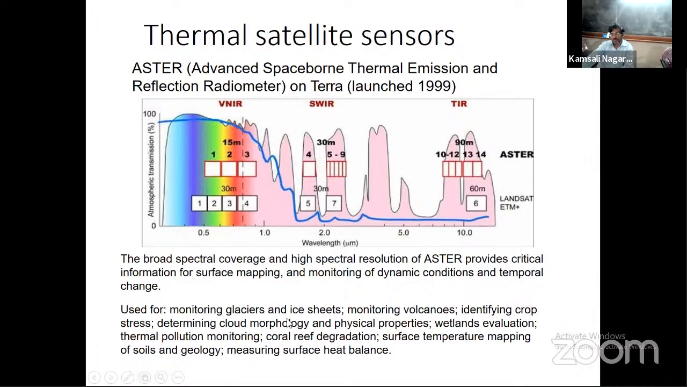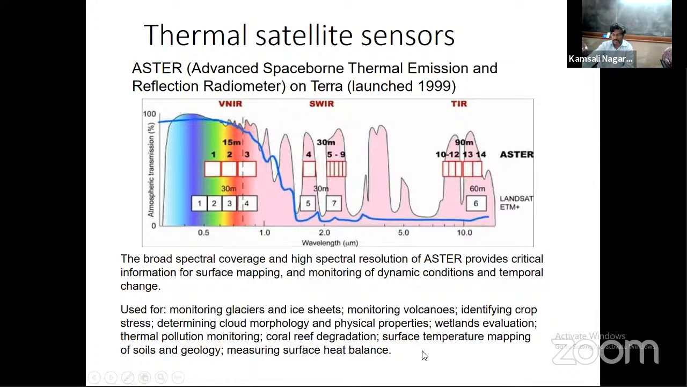And determining the cloud morphology, whether thick clouds, thin clouds, white clouds, rain-bearing clouds, non-rain-bearing clouds, dangerous clouds, or silver clouds of that kind, and the physical properties of all of them put together, to a great extent. And wetlands evaluation one can also estimate. Thermal pollution monitoring they can also do, meaning the urban heat islands, they can call. Bangalore is one of the urban islands compared to its surrounding areas. That is why we are getting good rain.